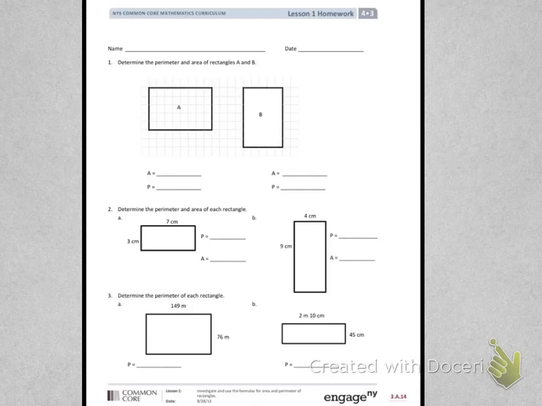Grade 4, Module 3, Lesson 1 homework. Problem number 1. Determine the perimeter and area of rectangles A and B.